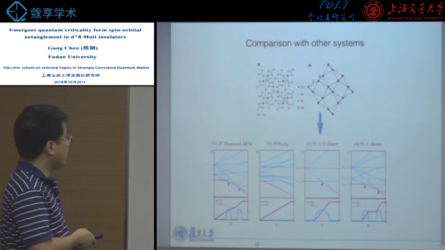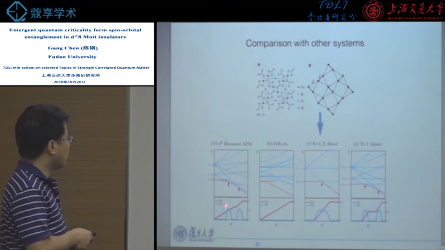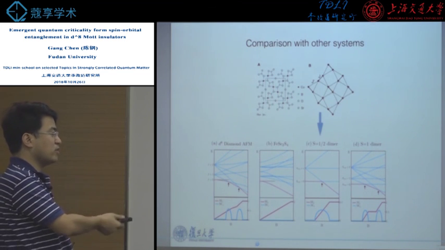So here we actually make a comparison between different systems. This is our system. There are two phase transitions, indicated by the bump behavior in the transverse component of magnetization. When the system enters a magnetic order, the system develops a transverse component magnetic order.